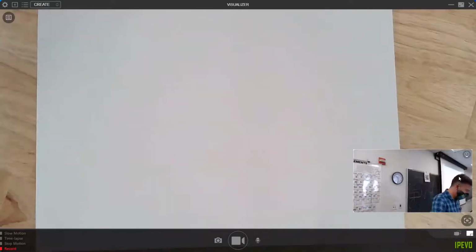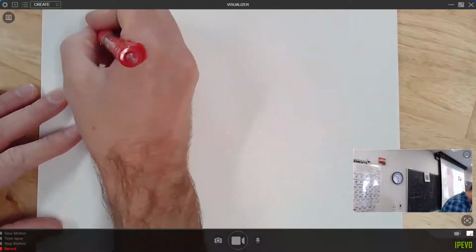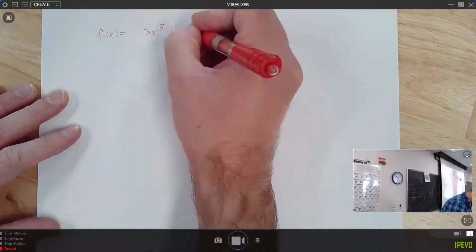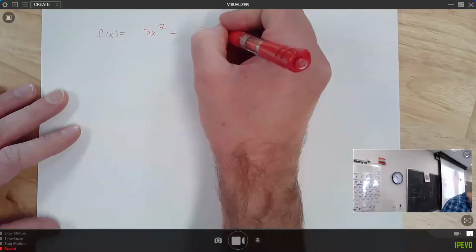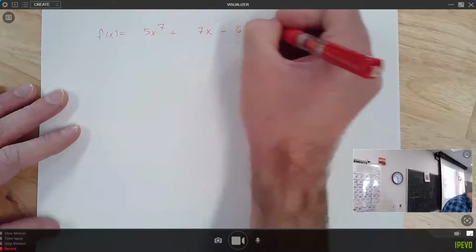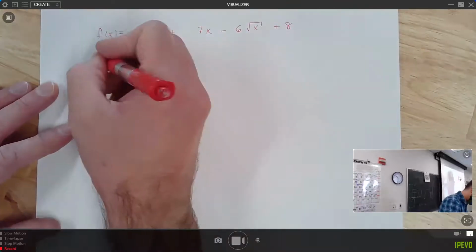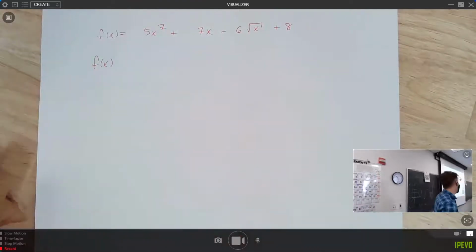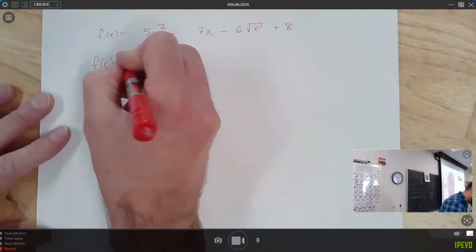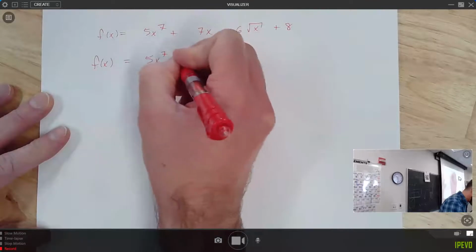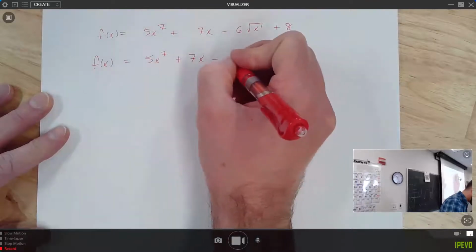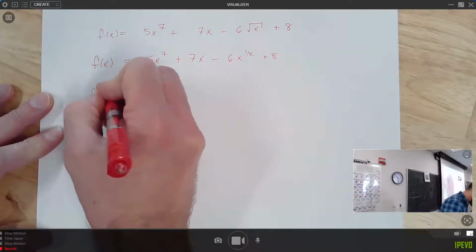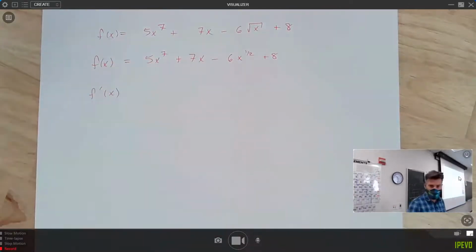Few more examples. Why don't you guys try this one actually? Let's say that the function is 5x to the 7th plus 7x minus 6 times the square root of x plus 8. I would like you all to first rewrite it. You could probably get it without rewriting, but you could rewrite it as 5x to the 7th plus 7x minus 6x to the 1/2 plus 8. And then I would like all of you to find the derivative.